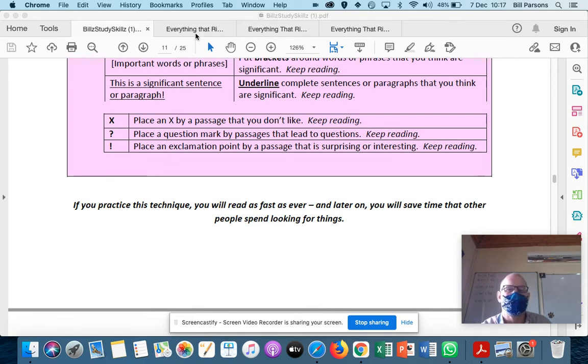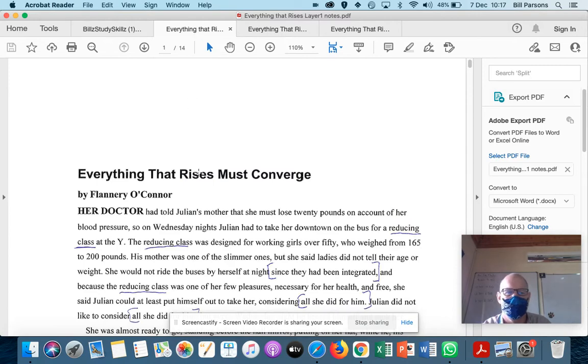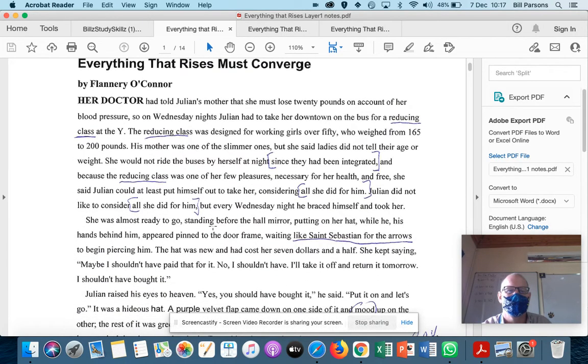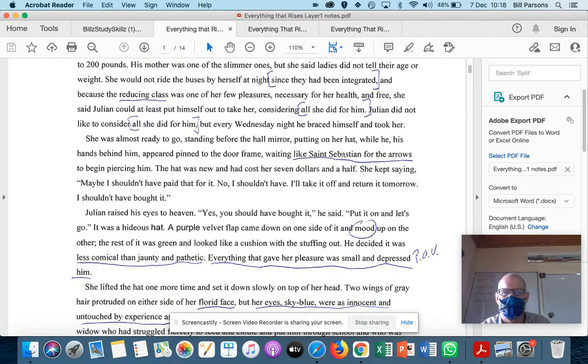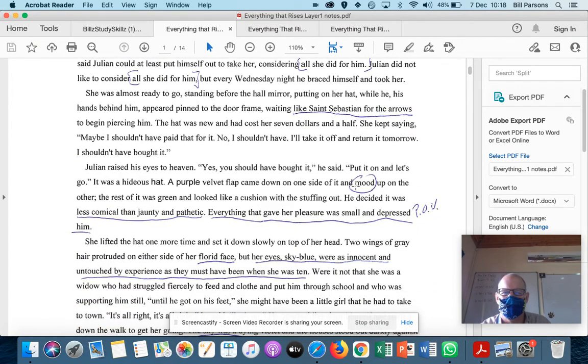So here's my example from a short story by Flannery O'Connor, called Everything That Rises Must Converge. You'll notice that I've just underlined this phrase, "reducing class." That should have been brackets, I guess, but I've noted it. I've put brackets around this phrase here. There's that repeated phrase, "all she did for him," and I've got this in two places, bracketed because it's repeated. And then other phrases. I've circled this, I think, because I think it's the wrong word. I think that was actually a typo.